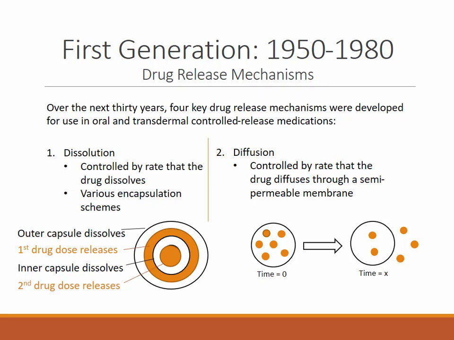Second method, diffusion. So this is driven by chemicals' desire to move from an area of high concentration to an area of low concentration. You see you have the drug encapsulated here in a semi-permeable membrane. High concentration inside, low concentration outside. As some time passes, you're going to get the drug attempting to equilibrate the concentrations and releasing to the exterior environment.